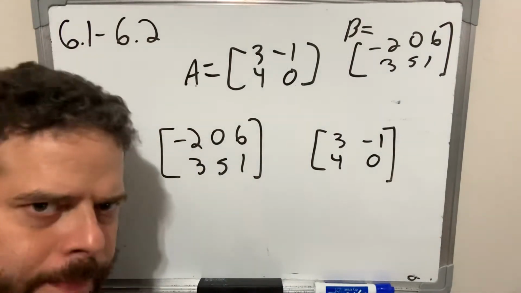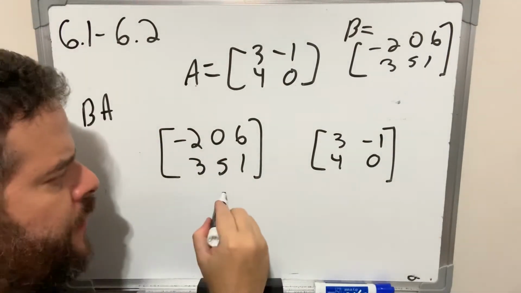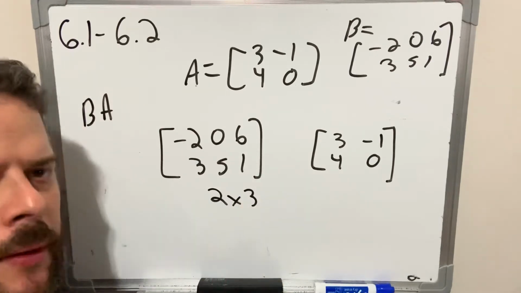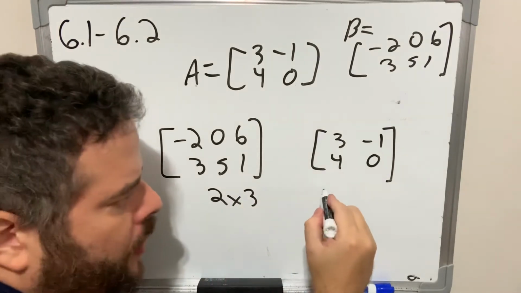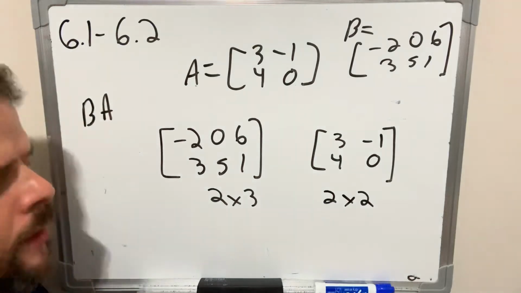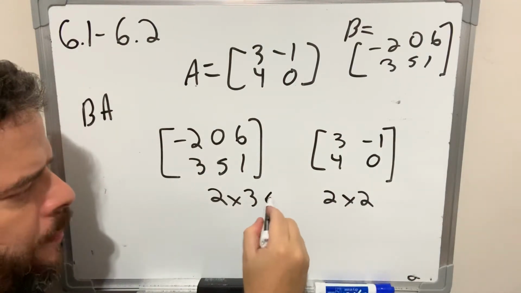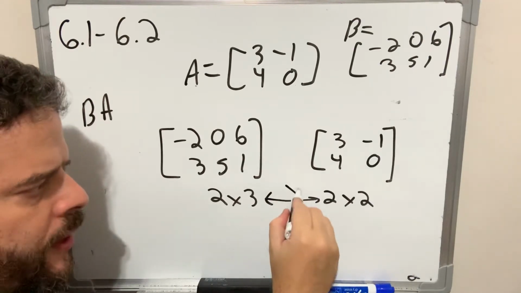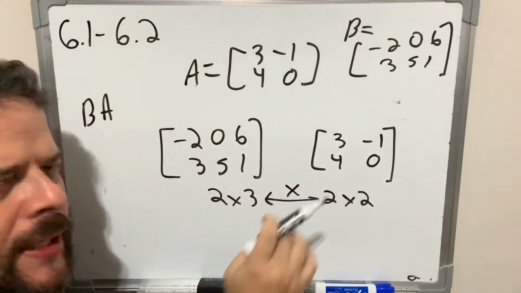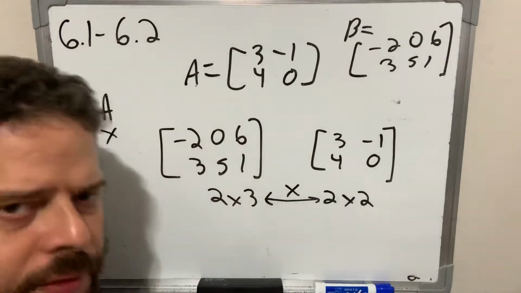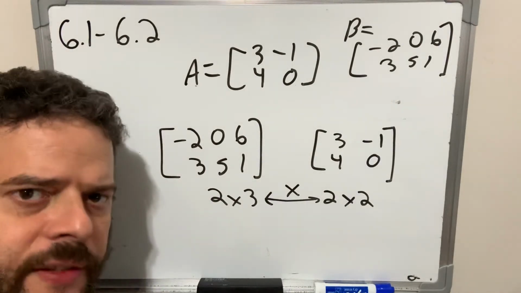So now let's see. The dimensions of this matrix are 2 by 3. The dimensions of this matrix are 2 by 2. 2 rows, 3 columns. 2 rows, 2 columns. I'm going to compare these two numbers. They are not equal. These two matrices cannot be multiplied. Nothing else needs to be done.